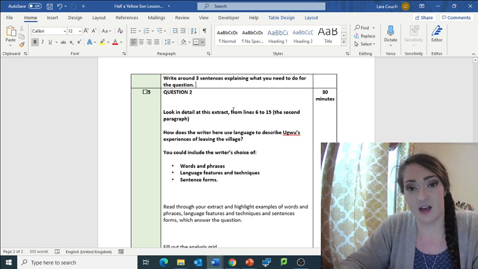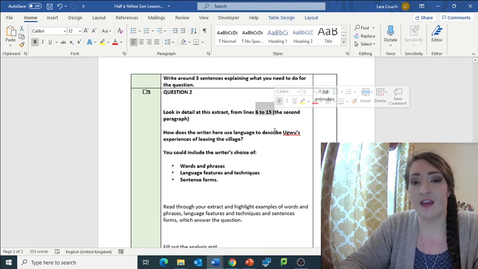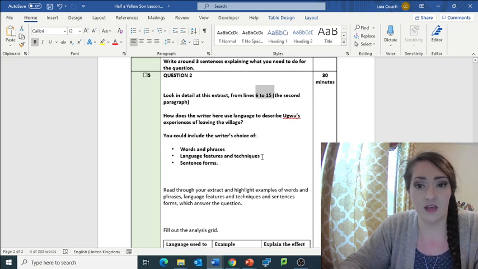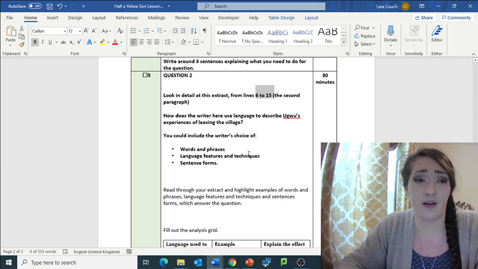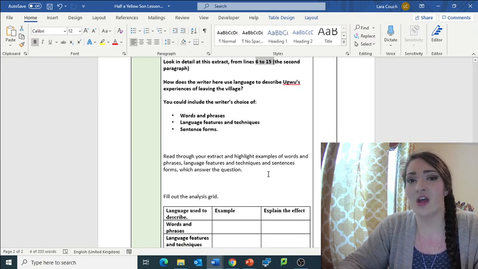Now moving on to task 5, we're going to have a look at question 2. Look in detail at this extract. So lines 6 to 15, remember only about those lines. The question is, how does the writer use language to describe, I'm going to murder this name, Ue's experience of leaving the village? I've definitely got the pronunciation wrong. My apologies. You could write about the writer's choice of language, features and techniques, words and phrases, and sentence forms.